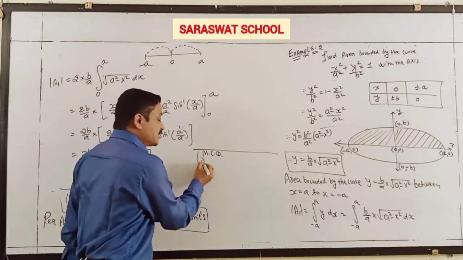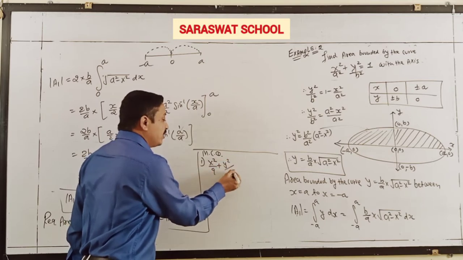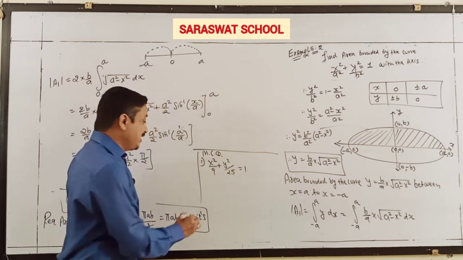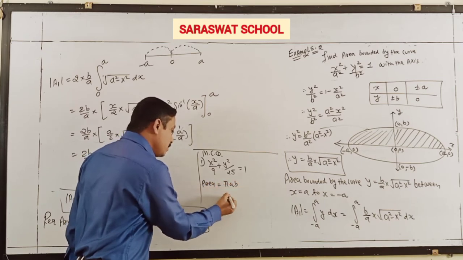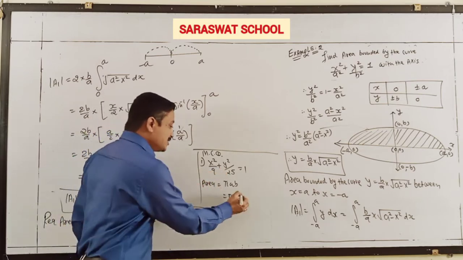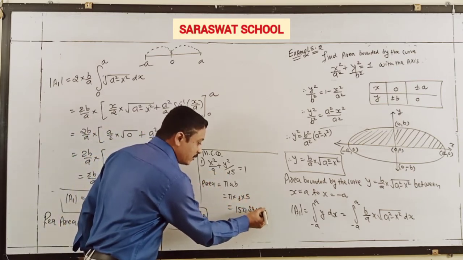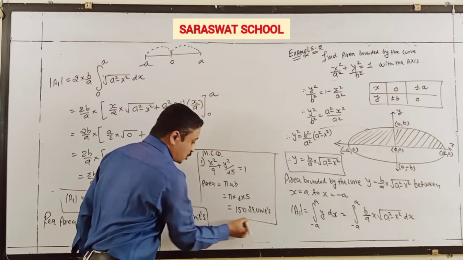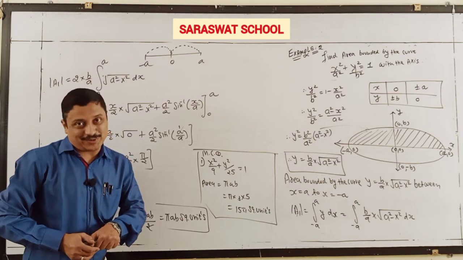And if an MCQ asks x square by 9 plus y square by 25, what's the area? Very easy, pi ab. A is 3, b is square root 25, 5. So 15 pi square units. That's a very short way you can operate: 15 pi square units.